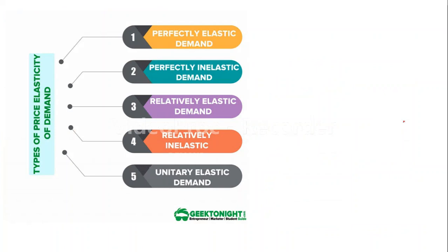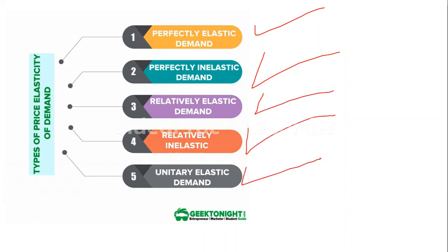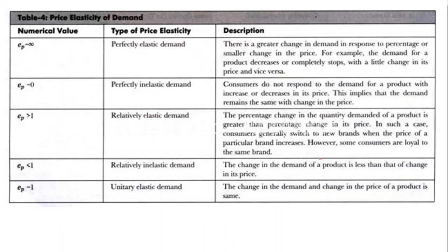So next, when it comes to types of price elasticity of demand, there are mainly 5 types. The first one is perfectly elastic demand, then perfectly inelastic demand, relatively elastic demand, relatively inelastic demand, and unitary elastic demand. So let us study them one by one.